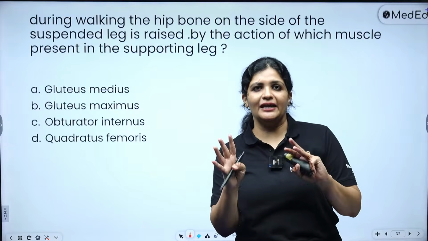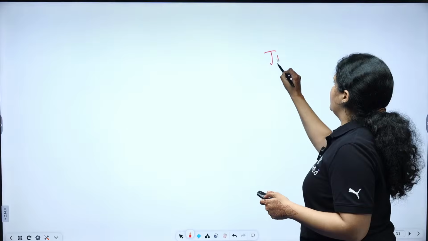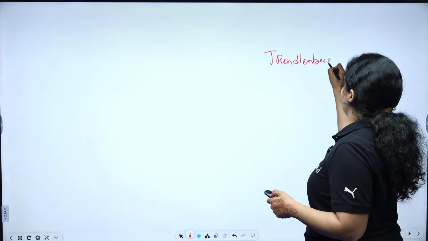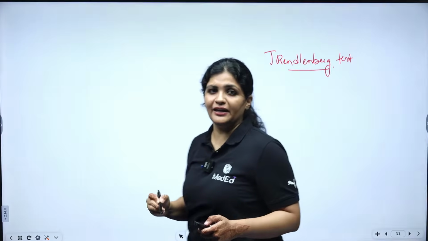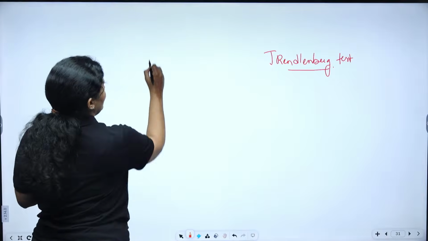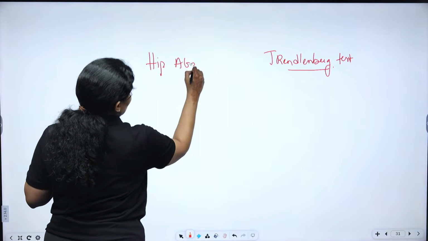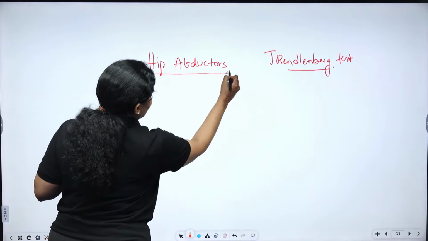Hip biomechanics is one more interesting thing, which is a result of your Trendelenburg. So, I hope you have learned what the Trendelenburg test is. Here this will test your what? The Trendelenburg test is mainly to tell you about your hip abductors. So hip abductors are one of the most important things you have to remember whenever it comes to hip biomechanics.